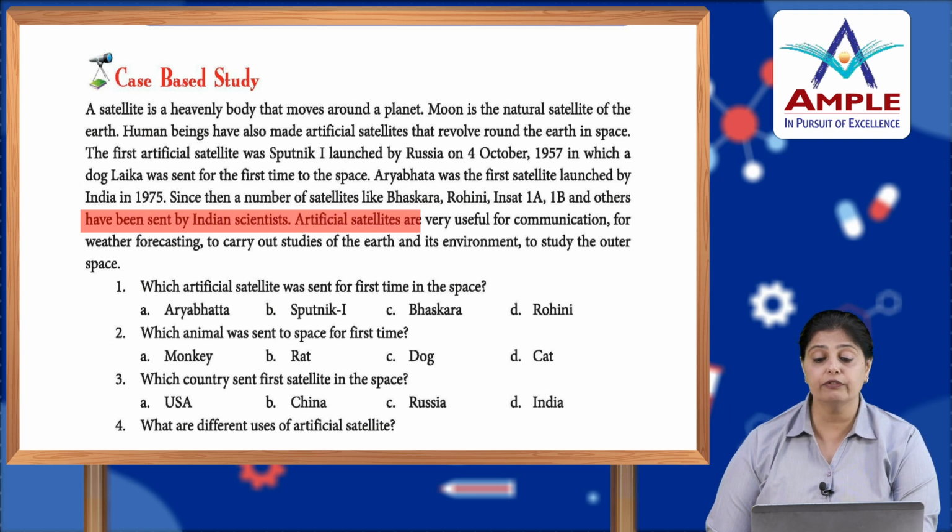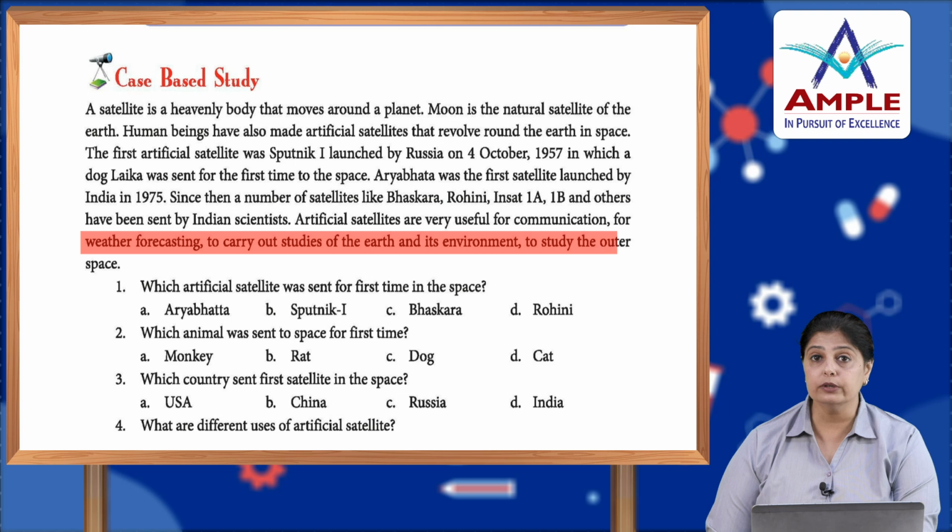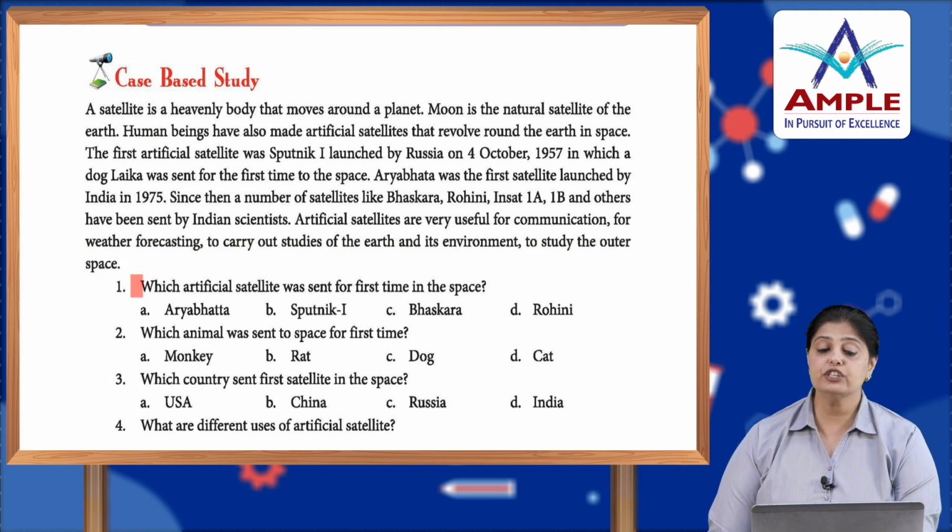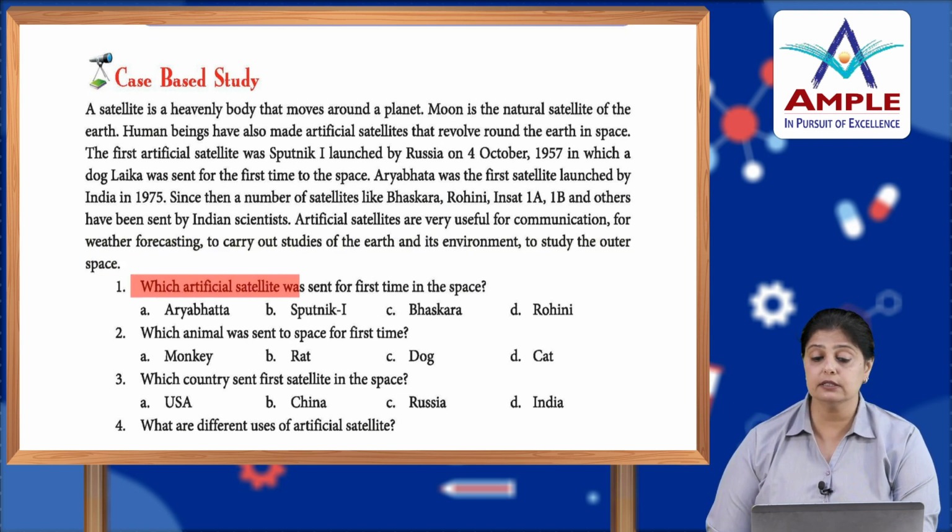Since then, a number of satellites like Bhaskara, Rohini, INSAT 1A, 1B and others have been sent by Indian scientists. Artificial satellites are very useful for communication, for weather forecasting, to carry out studies of the earth and its environment, and to study outer space. Okay? Now, which artificial satellite was sent for the first time in space? It was Sputnik 1. Which animal was sent to space for the first time? It was a dog. Which country sent the first satellite in space? It was Russia. Now, you have to write about the different uses of artificial satellites.